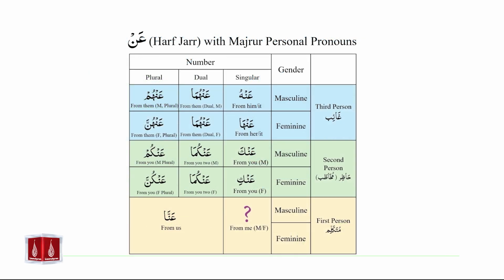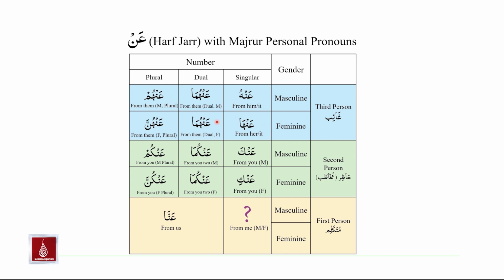Here we will do the practice of using harf jar an with majroor personal pronouns. In the third person category, we have anhu, which can be translated to from him or from it. Please note that in the case of anhu, the hu part is written in its regular form. Anhuma, from them, referring to dual and masculine. Anhum, referring to masculine and plural. Anhum can be translated to from them.